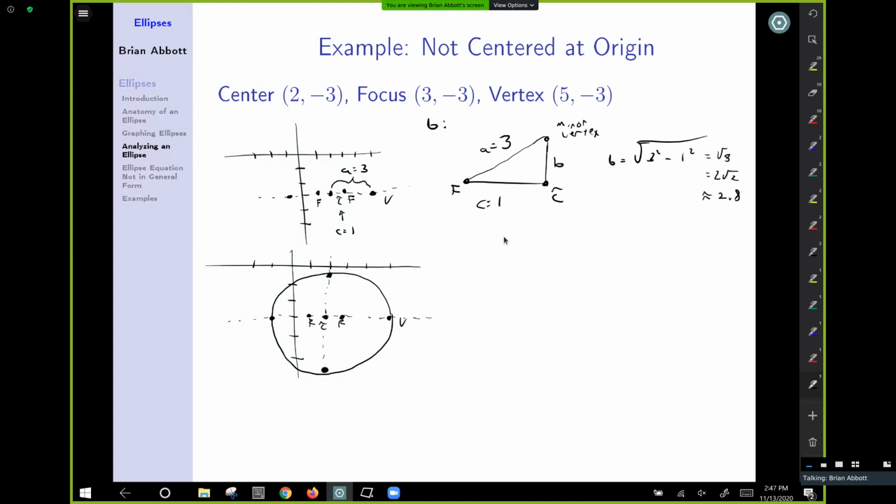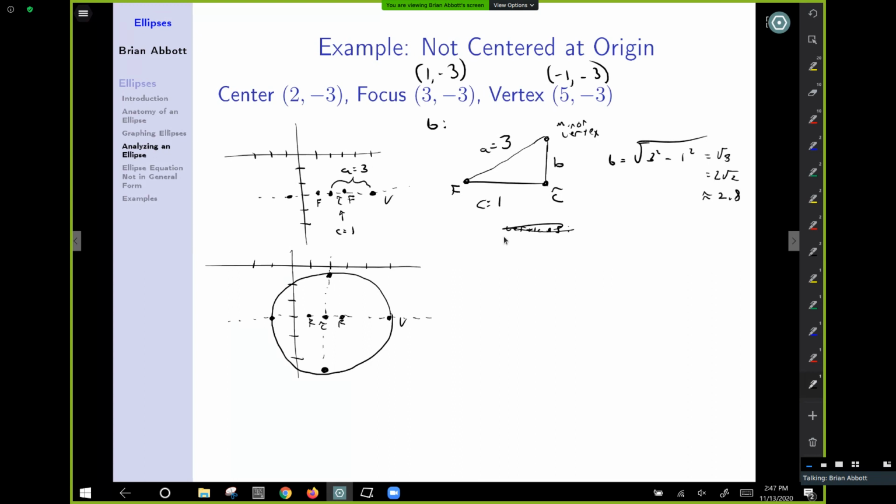Now we just list everything we know. Identify your vertices. I'm going to borrow the writing up above instead of having to rewrite everything. So we've got 5, -3, so the other vertex is -1, -3. The focus, first one we were given is 3, -3. This one is 1, -3. Center is 2, -3. We've got all those things written down.